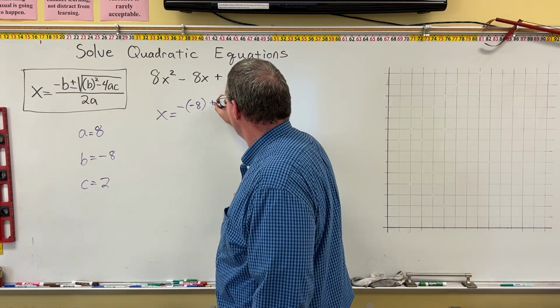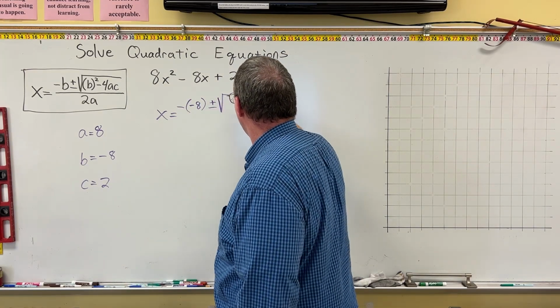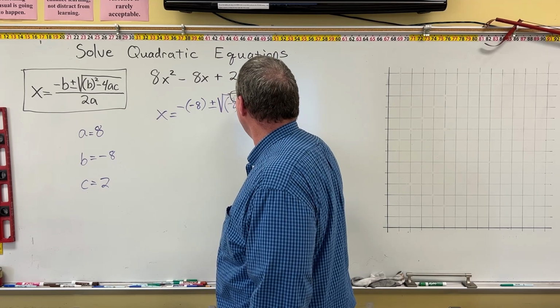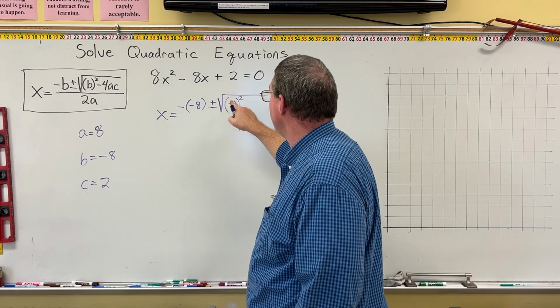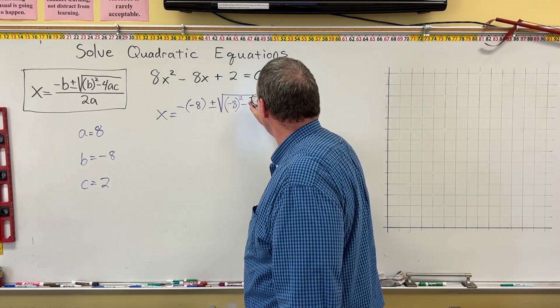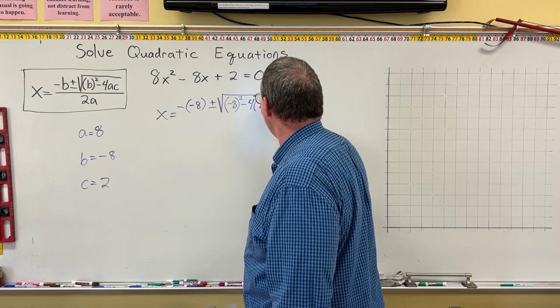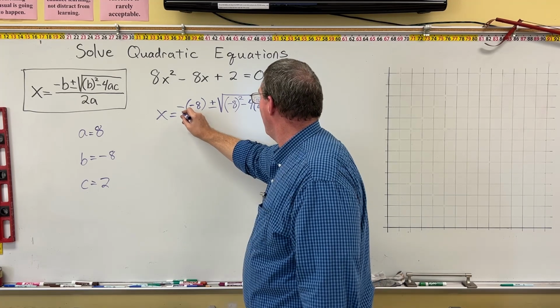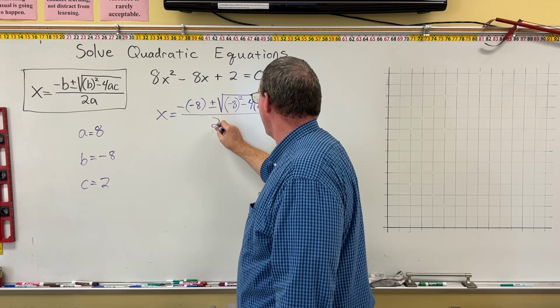Okay? Plus or minus the square root of B in parentheses, -8 squared. So this is -8 times -8. That's going to be +64. Just giving you a heads up. Minus 4 times A is 8 times C is 2. There we go. All over 2 times A.